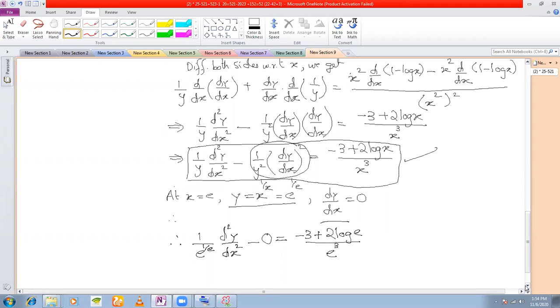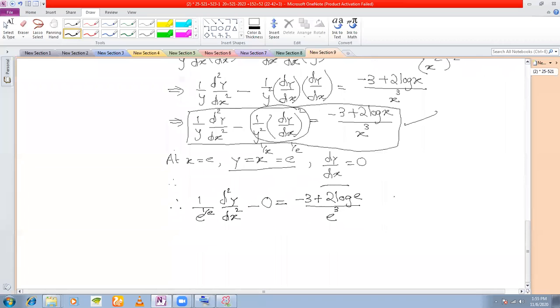Log e is 1, right? So what are we going to get here? We are going to get d2y/dx2 equal to e to the power of 1/e into (-3 + log e), and log e is 1, divided by e cube, right? So what is the sign of this?